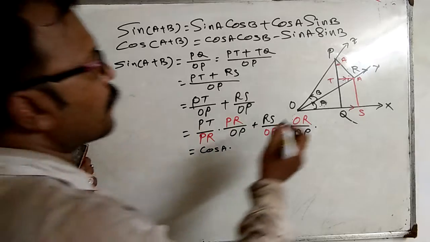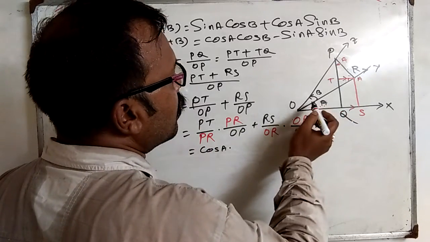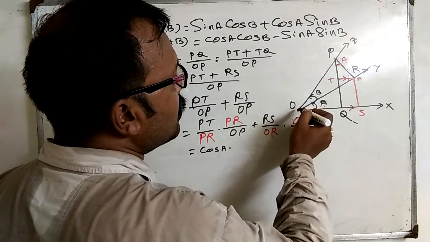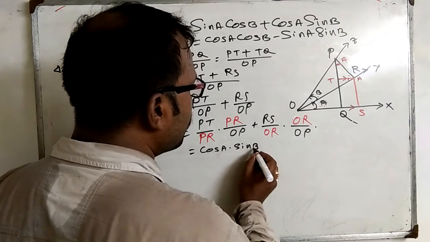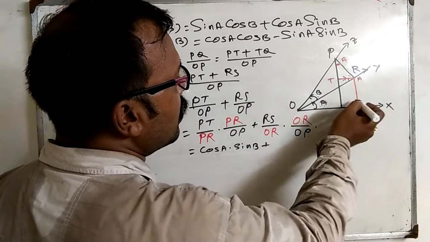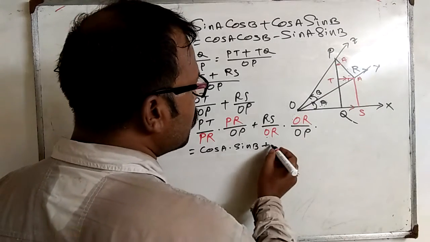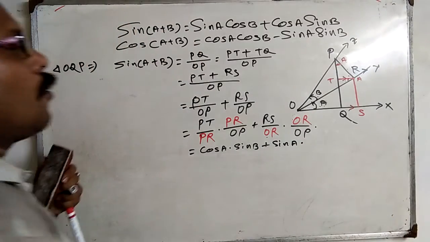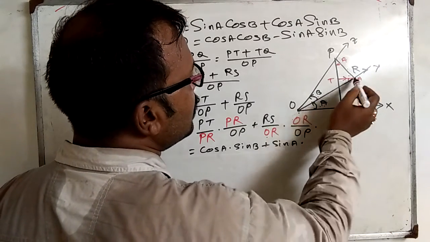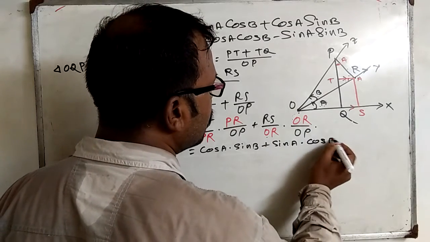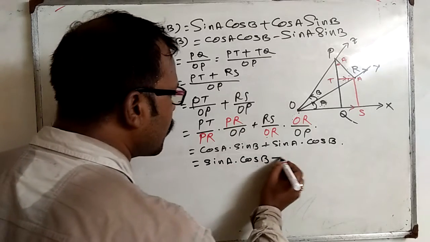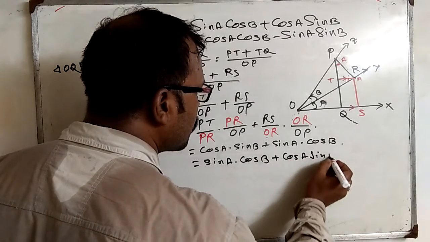PR by OP, in respect of angle B, PR is the perpendicular and this is hypotenuse, so sin B plus RS by OR, with respect to the angle A, RS is perpendicular and OR is the hypotenuse, so sin A into OR by OP, with respect to angle B, this is the base and this is hypotenuse, cos B. Now rearrange: sin A cos B plus cos A sin B.